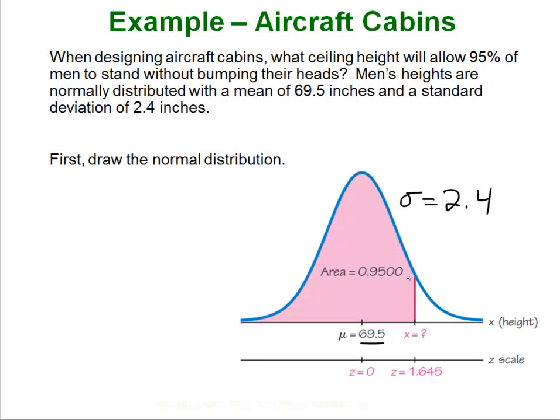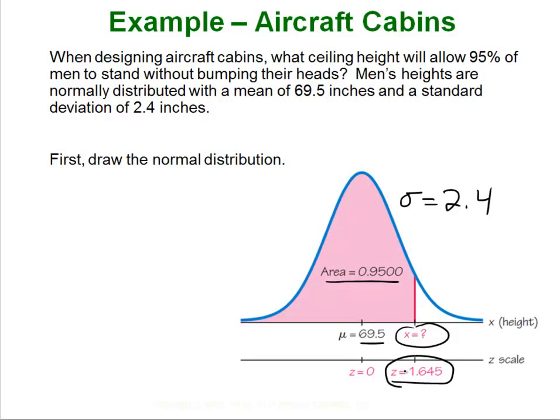And we want to figure out what x value, right? What height cuts off with 95% of the area below it. So if you're that tall, you're in the 95th percentile, right? And if they set the cabin height to be that high, then 95% of all adult males would be able to walk around without bumping their heads, and only 5% would be tall enough they'd have to duck. Now, if you look up in the table what value has 95% of the area below it, you might remember from a previous example, it's 1.645.